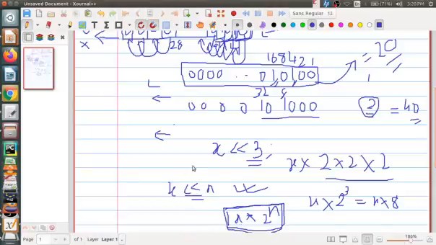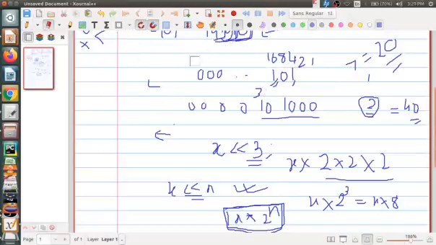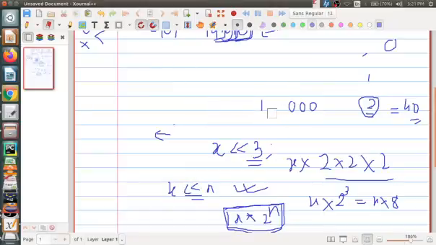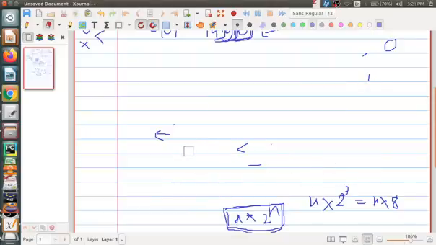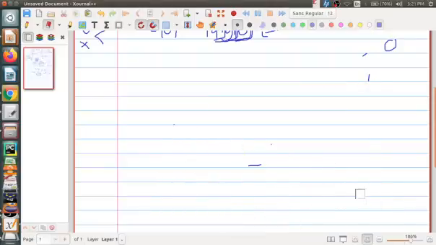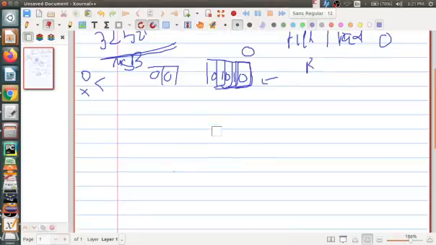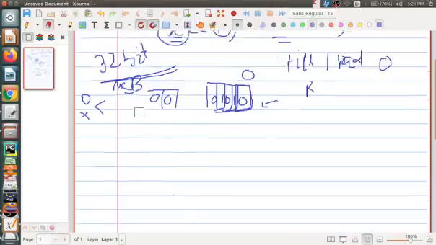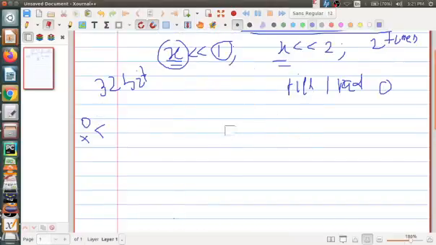Similarly, we will see right shift. Let us see right shift. This is my formula for left shift. Now what will be the value for right shift? Suppose the x value is the same, 10. I will convert this to binary: 0 0 0 and so on, with the final value 1 0 1 0.